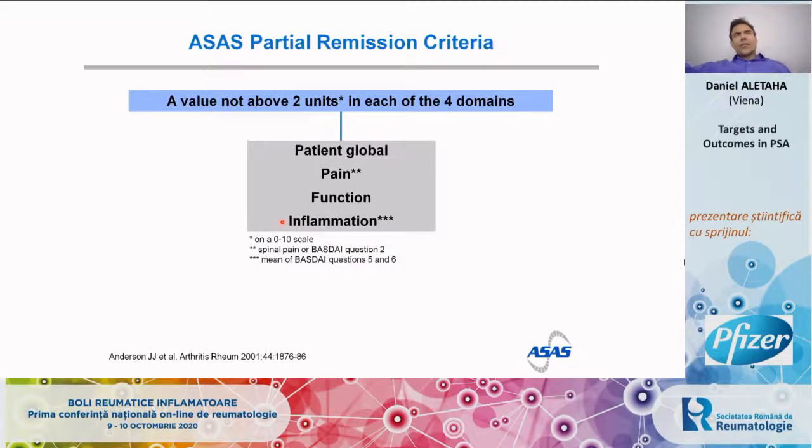And you can use this type of definition also not only to measure change or improvement, but also to measure a good state, remission. Here you would then use a value that is not above 2 in each of the 4 domains, and then you have a state of ASAS partial remission.